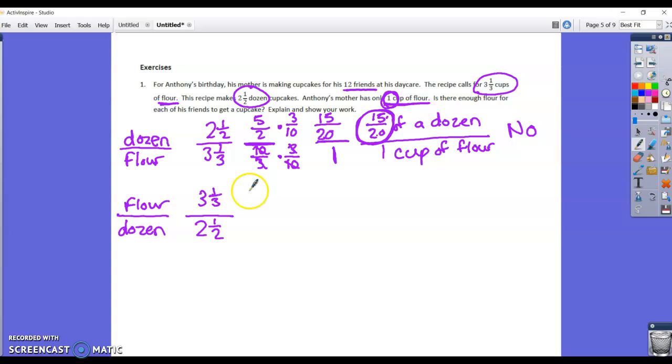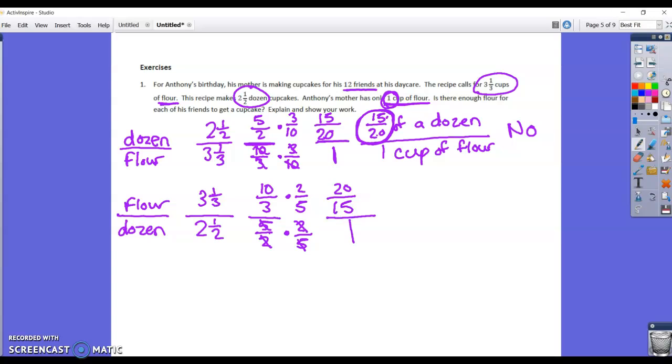Okay, so still 3 1/3 changed to 10 over 3. 2 1/2 changed to 5 over 2. Multiply by the reciprocal so that the 2's can cancel, the 5's can cancel, leaving me with 1. And if you do it to the bottom, you have to do the same thing at the top. So 2 times 10 is 20. 3 times 5 is 15.